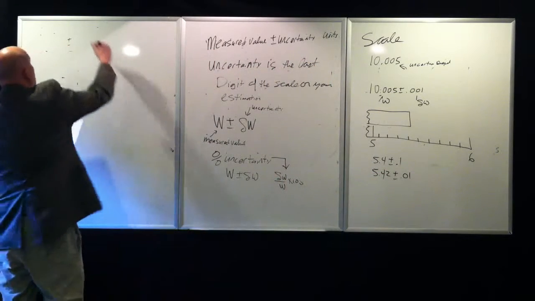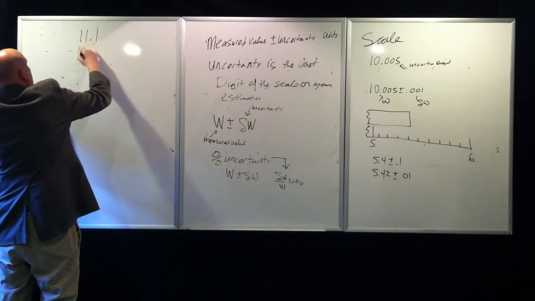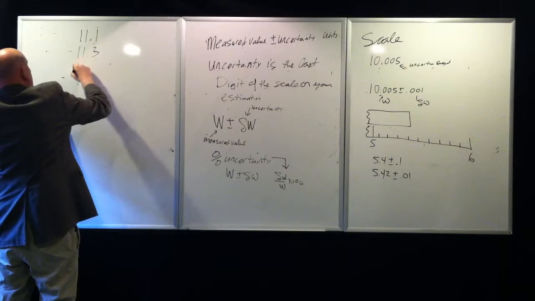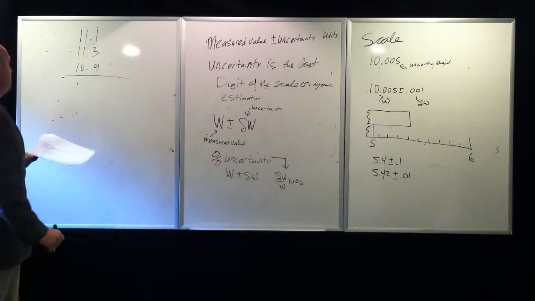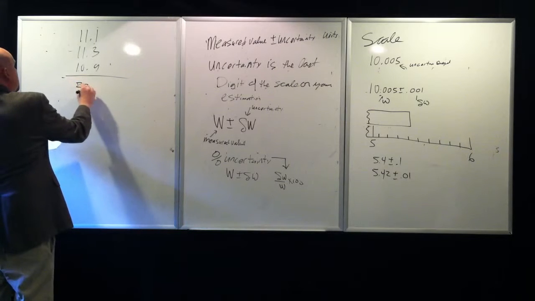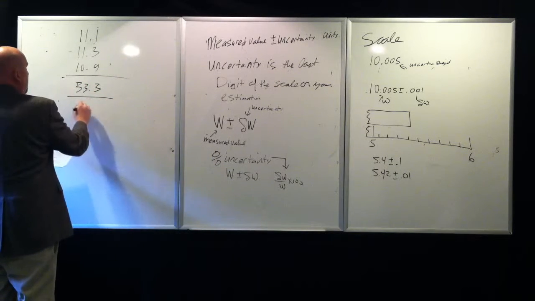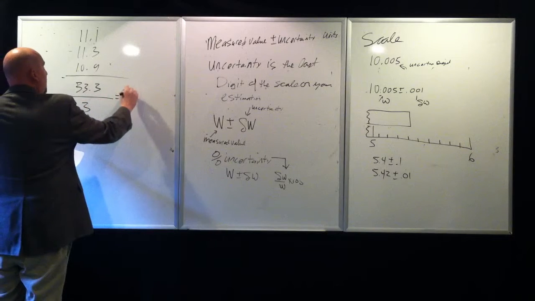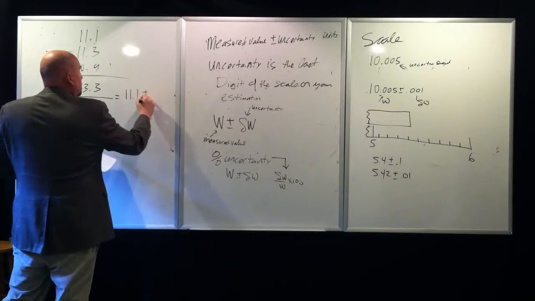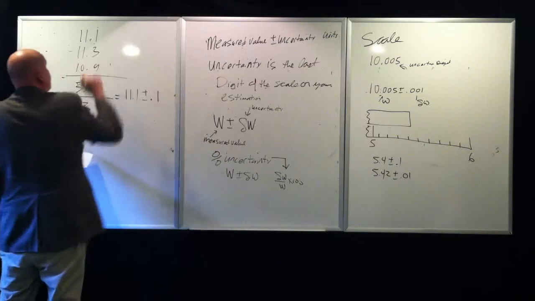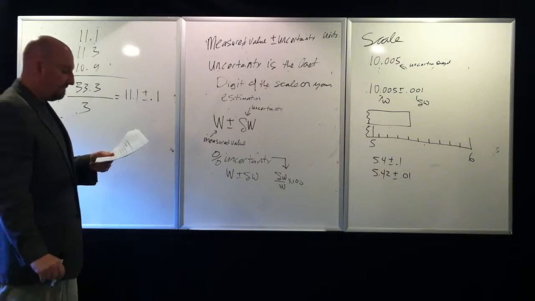Alright, so now if you took some measurements, and let's say your first measurement was 11.1, and then 11.3, and then 10.9. To come up with the average, you add up the 3 of them. In this case, it comes up to be 33.3. Then you divide by the number of them, which is 3, and your average value would be 11.1 plus or minus 0.1. That's going to be your point of estimation.